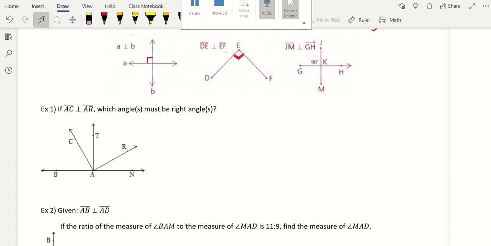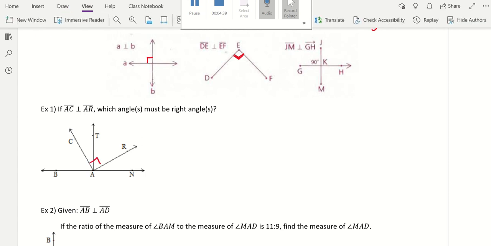Okay, so if AC is perpendicular to AR, we have a right angle here. If AC is perpendicular to AR, which angles must be right angles? Angle CAR, or you might have called it angle RAC. And you might be looking at that saying, Mr. Rivers, it looks like TAN looks like that's a right angle. Well, remember, right angles can't be assumed.